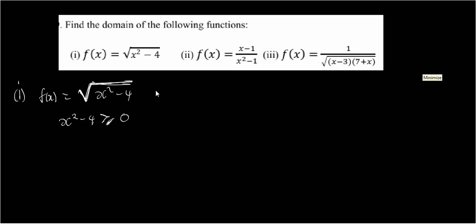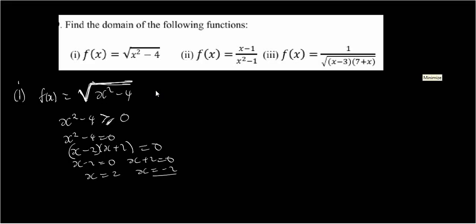So what do you do next? Let's start solving this. It will be x squared minus 4 equal to 0. That's a difference of 2 squares. So x minus 2 equal to 0, then x plus 2 equal to 0, meaning that x is equal to 2, then x is equal to negative 2. Since this is an inequality, we need to test the values. So you have negative 2 and positive 2.